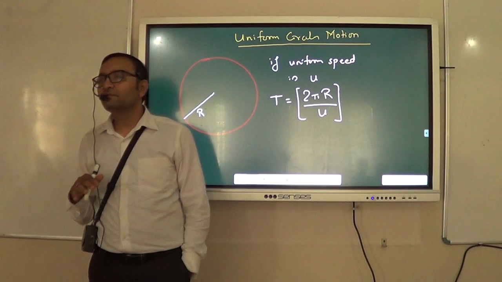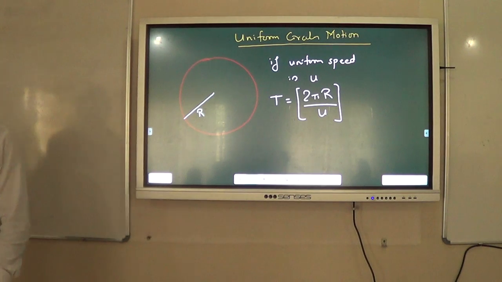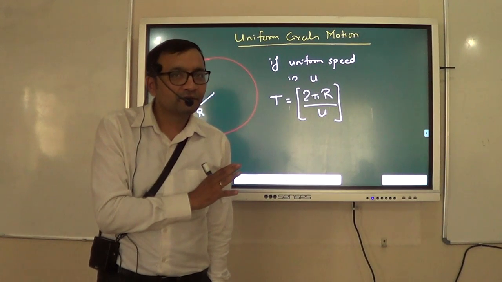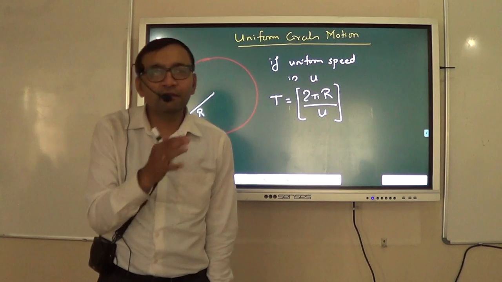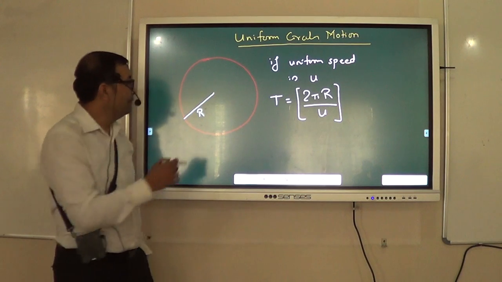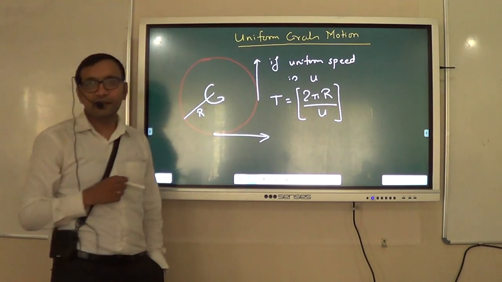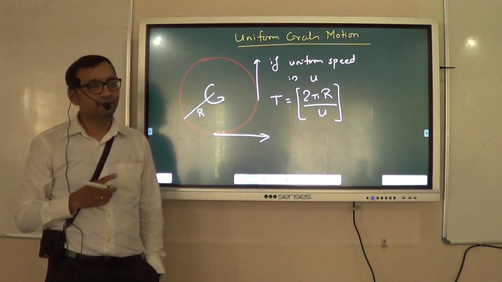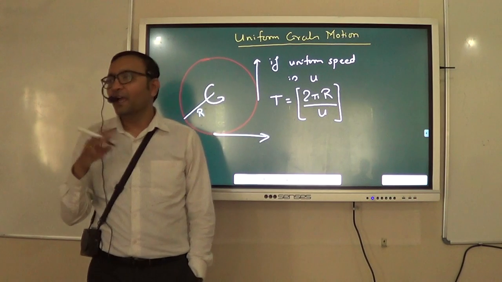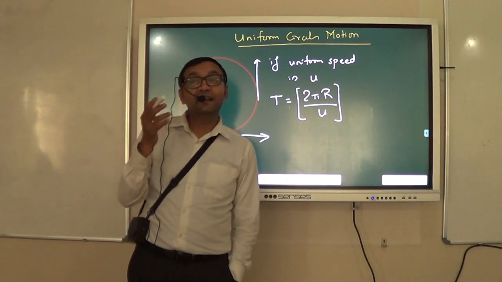What is acceleration? Rate of change of velocity. Is velocity changing or not? Is velocity constant? Velocity has magnitude as well as direction. Suppose the object is rotating like this, right now its velocity is like this, then it goes like this. Does the velocity change or stay the same? Speed doesn't change, but acceleration is not the rate of change of speed. Acceleration is the rate of change of velocity.